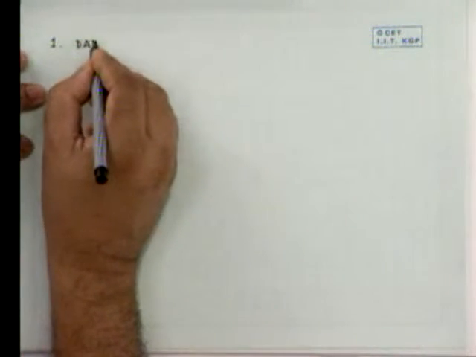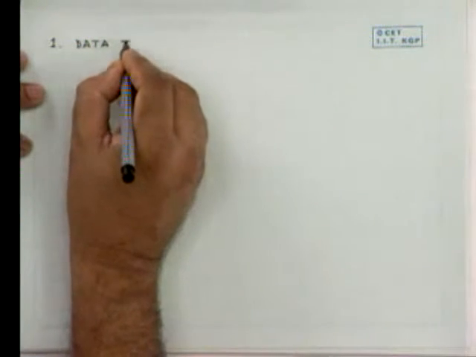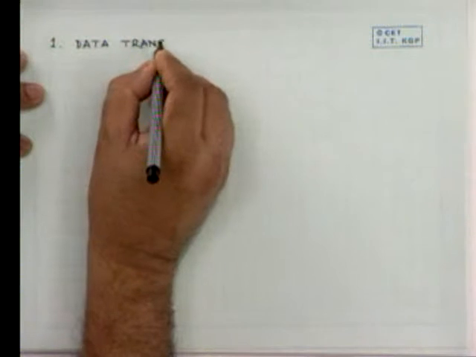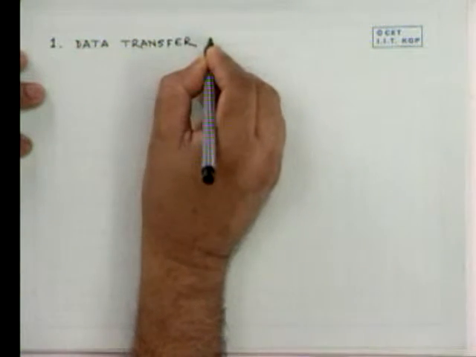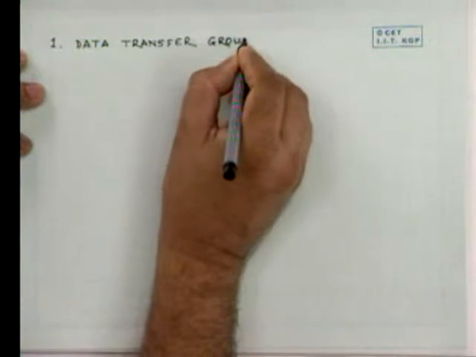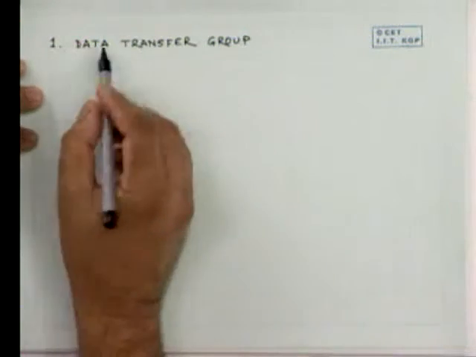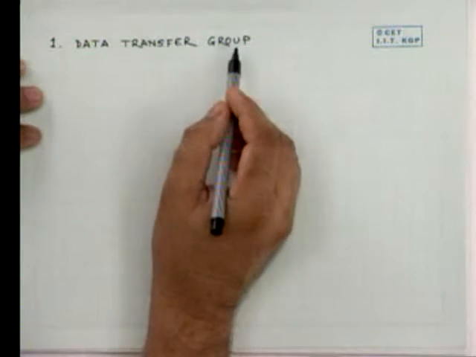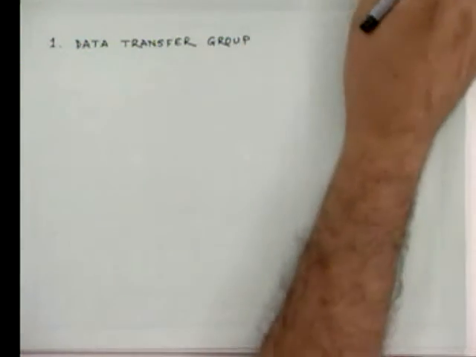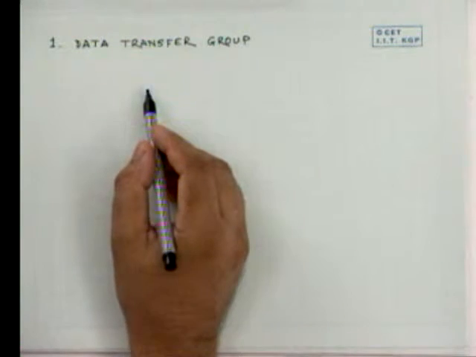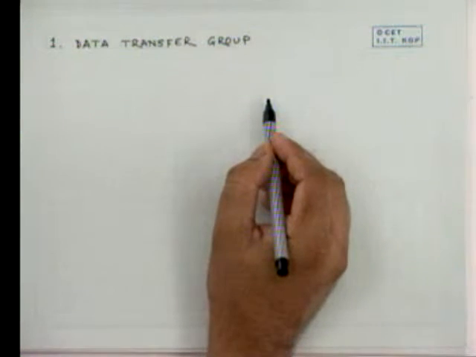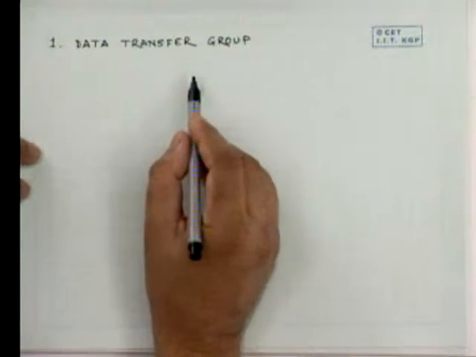Say, the first group is the data transfer group. Essentially this moves data from one point to another point. As I said earlier, in the CPU there are some general purpose registers, and the data has to be moved from memory to the inside of the CPU, that means into some register within the CPU, and data has to be moved from register to register also.